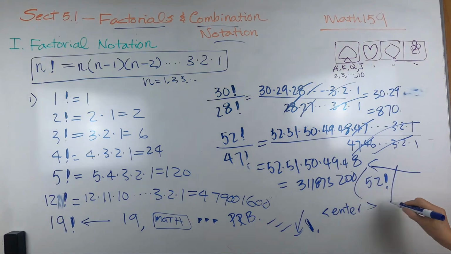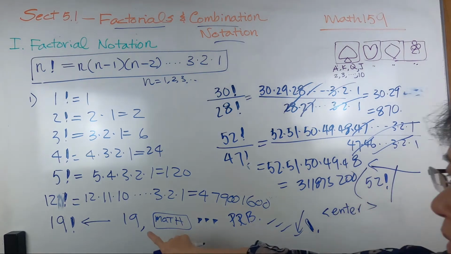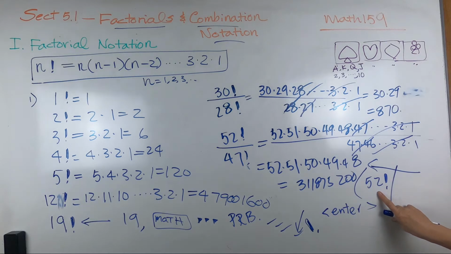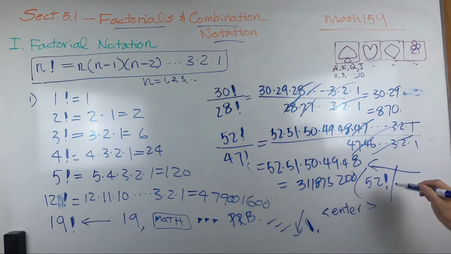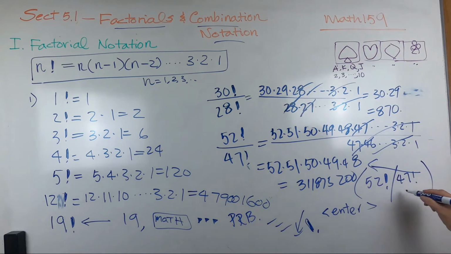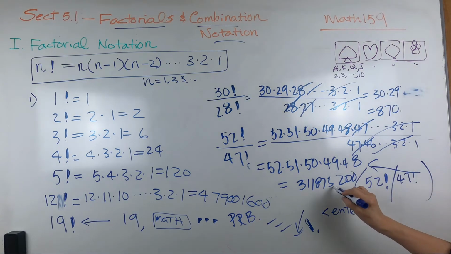Then divide by, so you do 52. Math, then arrow key to the probability, then you choose factorial. That's your 52 factorial. Then you hit the divide key, right? Then you type in 47. Again, math, arrow key to probability, then factorial. Then you hit enter. It will give you the same result.